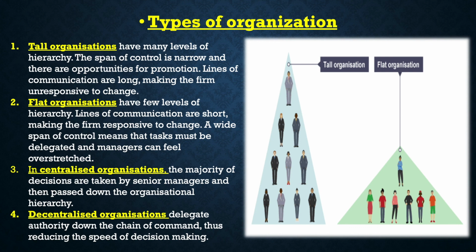Flat organizations have few levels of hierarchy. Lines of communications are short, making the firm responsive to change. A wide span of control means that tasks must be delegated and managers can feel overstretched. In centralized organizations, the majority of decisions are taken by senior managers and then passed down the organizational hierarchy. Decentralized organizations delegate authority down the chain of command, thus reducing the speed of decision making.